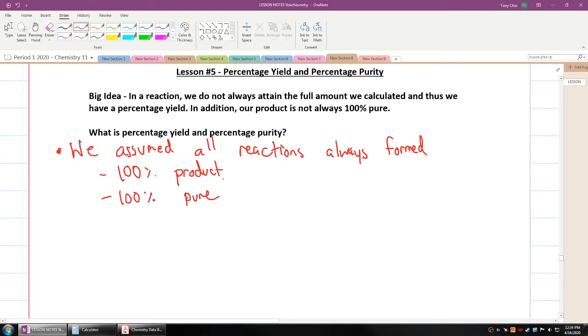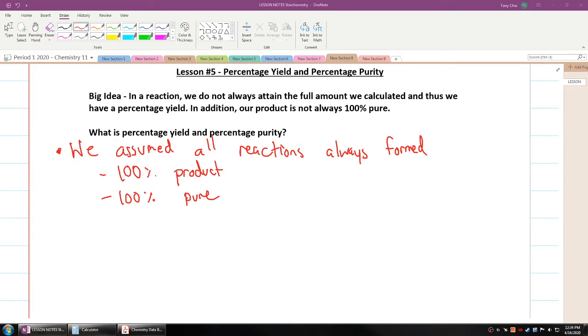Now, some of you might have watched the TV show Breaking Bad before, and Breaking Bad demonstrated purity in a very important way, talking about how the drugs that Walter White was making was pretty close to 100% purity. But that is not always the case.